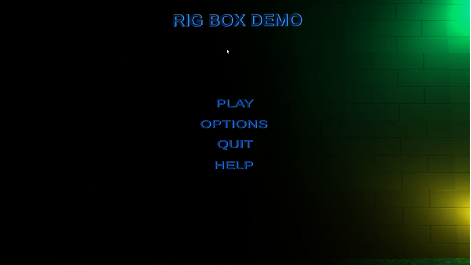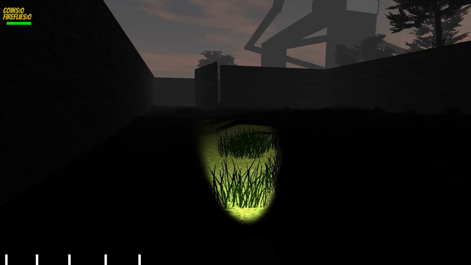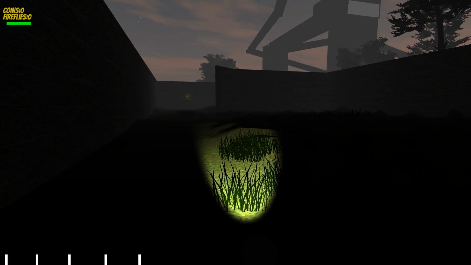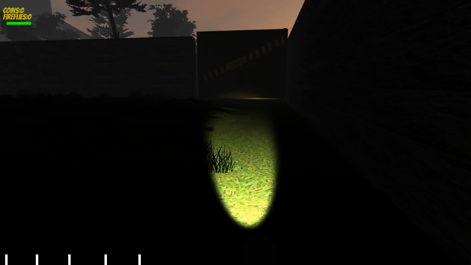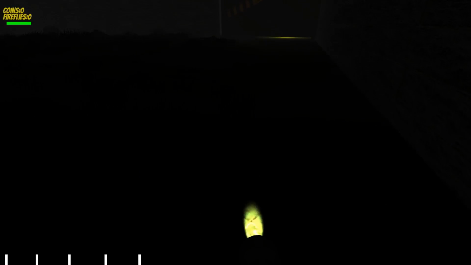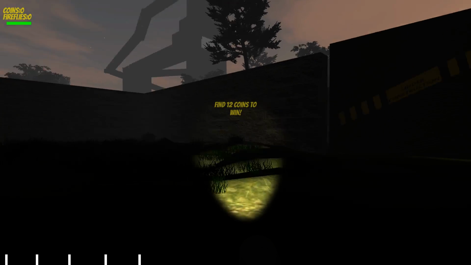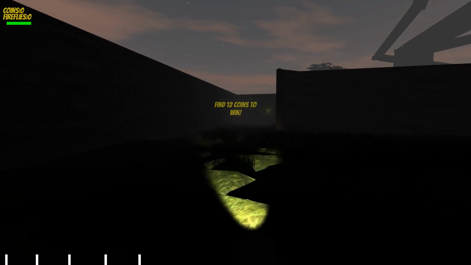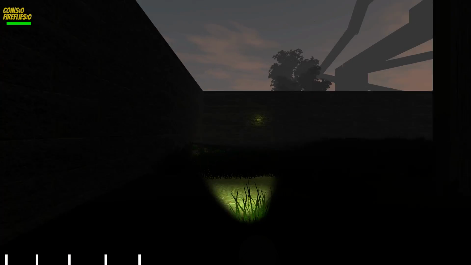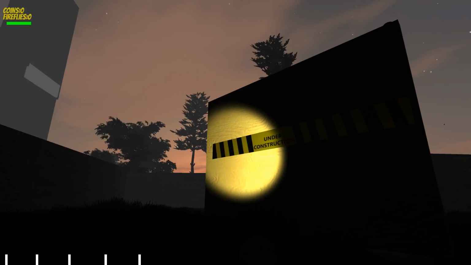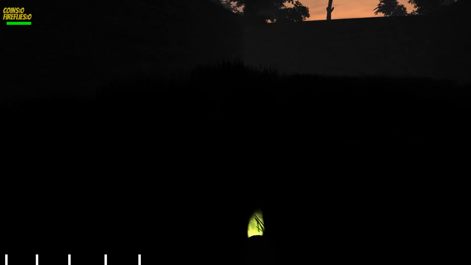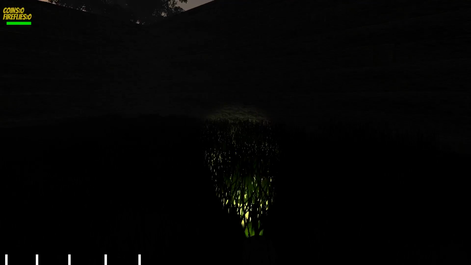Dark Tower. Okay, so first time playing, not sure what to expect. Let's jump straight in. Shall we look at options? Oh, well, yeah, okay, fair enough. Yeah, let's go. Let's see what we're in for. Okay, straight in. Okay. Find 12 coins to win. Alright. Under construction. Okay, so we've got to find 12 coins.